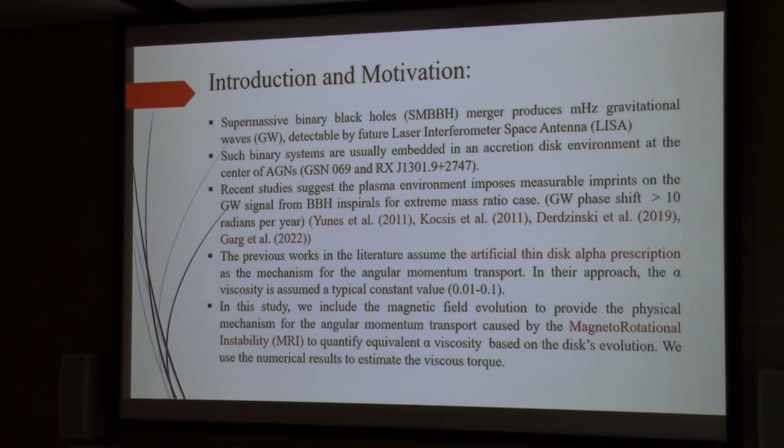And if you look at the literature, you find a series of studies that adapt what they call planet migration in protoplanetary disks. They adopt the same kind of analysis for binary black holes in the accretion disk, and they suggest that this gas environment can impose some extra torque. And this torque will impose some measurable imprints in the gravitational wave signal, which can be detectable by LISA in the future. And there are even more papers like that.